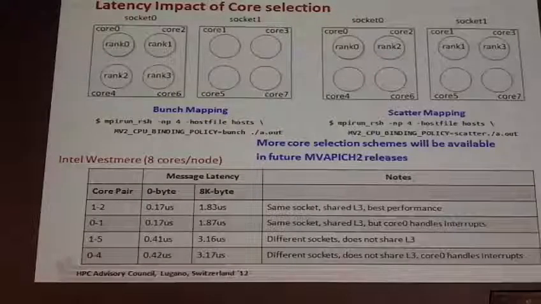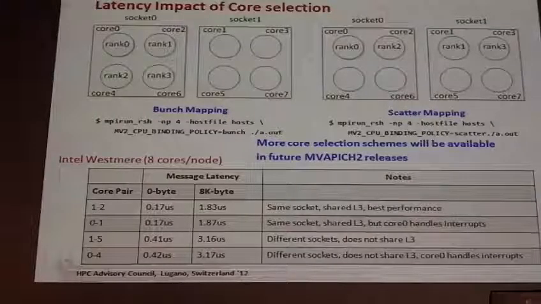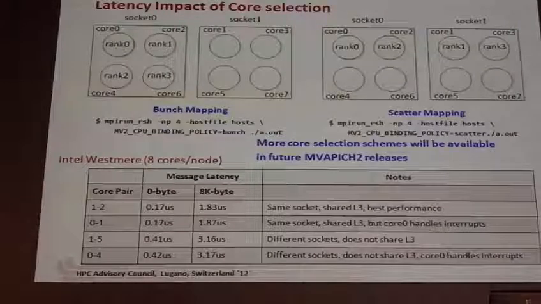In the next release we are trying to provide some more selection schemes, and here are some concrete numbers. This is the latest Intel Westmere, 8 cores per node. Here you will see that core 1 to 2 for a 0-byte exchange can do 170 nanoseconds. This is a little better than the earlier numbers; we took these numbers only yesterday, from a new release where we have done some further optimizations. Here you will see the same socket shares L3, so it delivers the best performance. On the other hand, if cores 1 and 5 are talking, this is inter-socket, so it is around 410 nanoseconds. Here you don't use the shared L3.